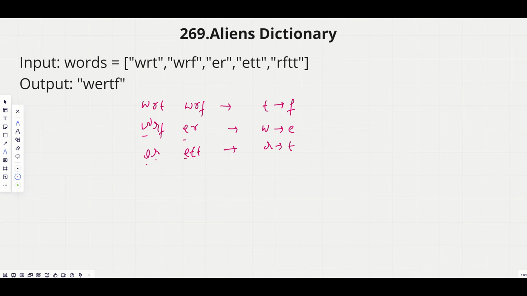And the next one is ETT and RFTT, and from this the information we get is that E occurs before R, right? And the solution given here is WERTF. So let's write the solution as W, then E, then R, then T and then F. Now, if you formulate this given information as a graph, how will it look?